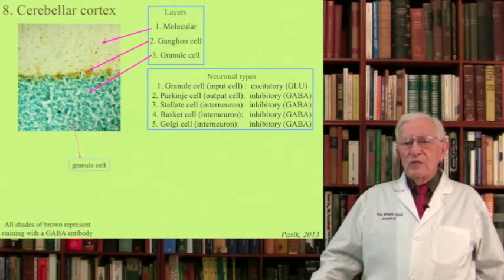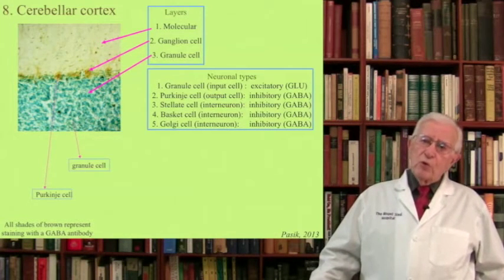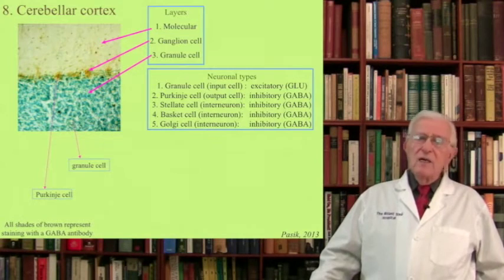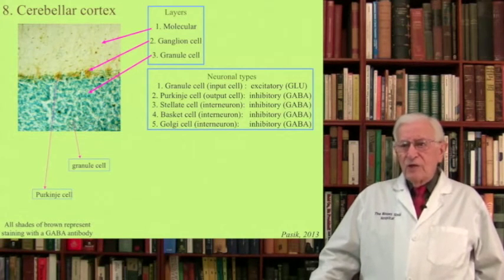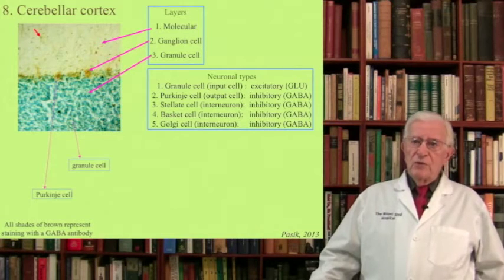One is the granule cell, that is the input cell. It's excitatory and uses glutamate as a transmitter. Then you have the Purkinje cell, the output cell, the axons of which will go through the granule cell layer and go into the white matter for the target structure. It is GABAergic and inhibitory.